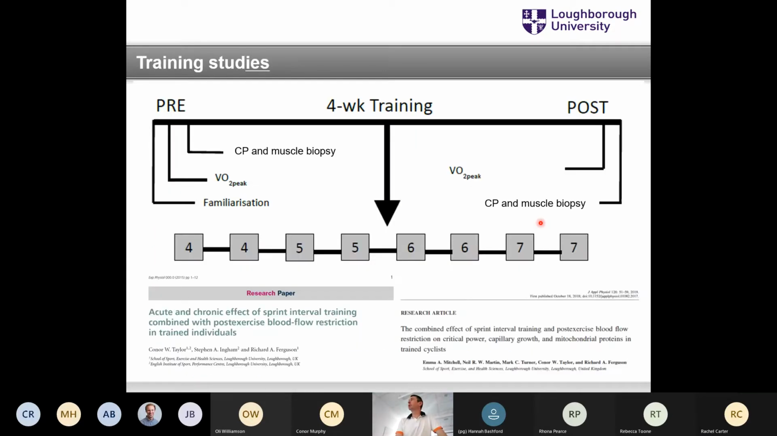So what we then progressed on to, and this is a summary of 2 training studies that we did with Connor Taylor, and then a follow-up training study that we did with Emma Mitchell, looking at the actual adaptive response to 4 weeks of blood flow restricted sprint interval exercise, where we made measurements of performance and took a muscle biopsy before the training. They embarked on a progressive 2 times a week blood flow restricted intervention. So by the end of the 4-week intervention, they were performing 7 30-second sprints. And then we made the measurements of performance and a muscle biopsy post-training. So this data that I'm going to show now is a combination of these 2 studies.